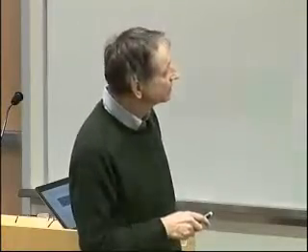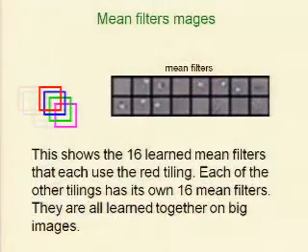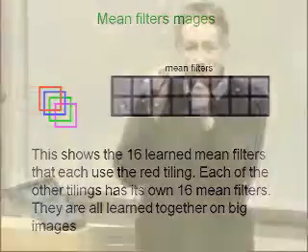And here are some of the covariance filters learned by the red tiling. You can see they're picking up on edges and things, and occasionally a bit of high-frequency noise. But edges of different frequencies is what they really like. And so we learn lots of those. We also learn mean filters, again using tiling. And now that you're learning the covariance filters, you know what should be the same as what.